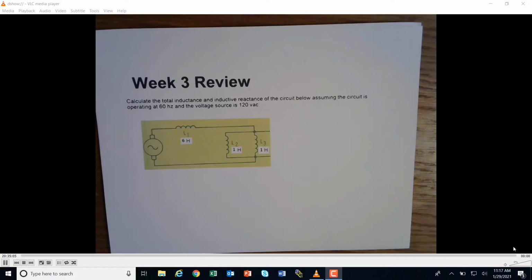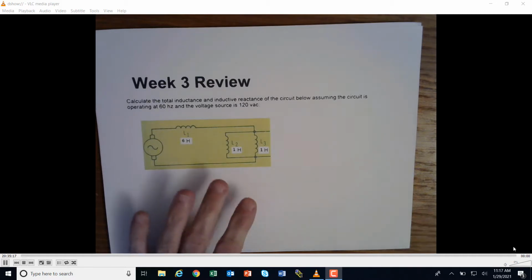All right, let's take a look at this inductive circuit. And we want to calculate the total inductance, the inductive reactance, and we're going to go ahead and break this down and get the QVAR for each of the inductors as well.